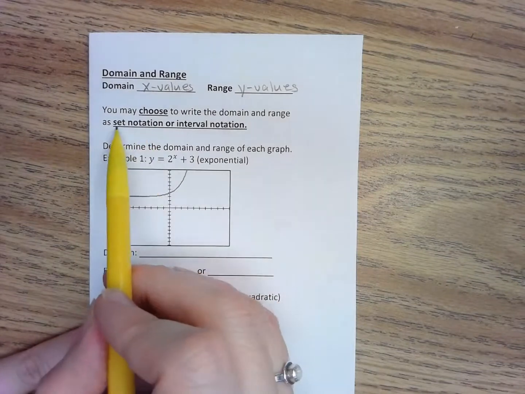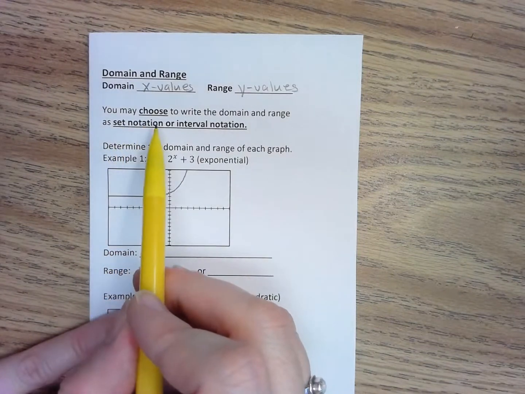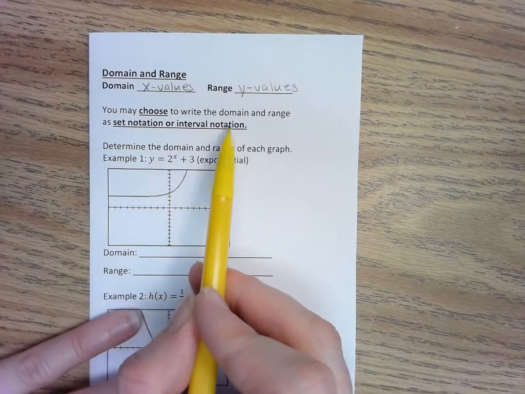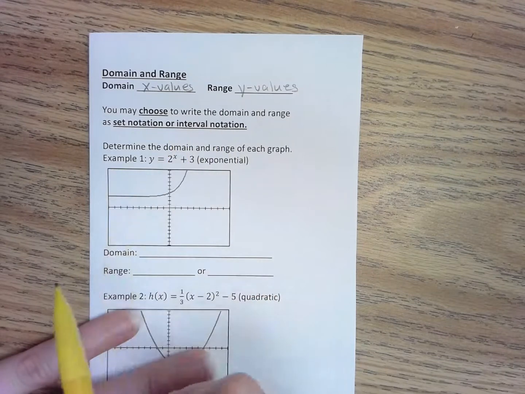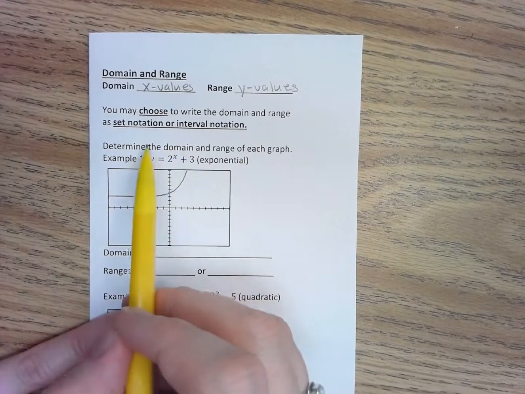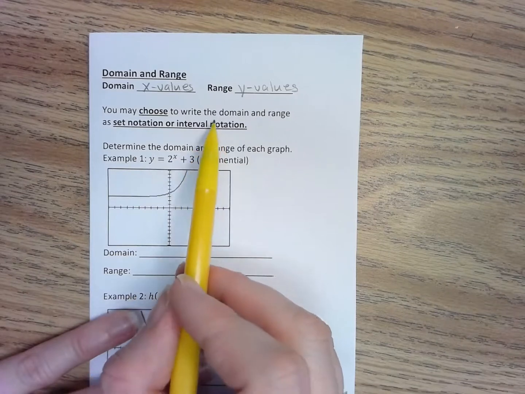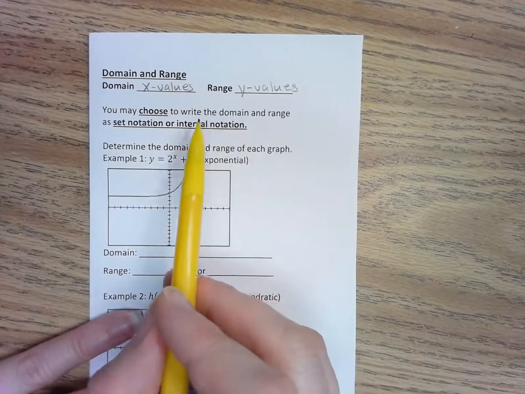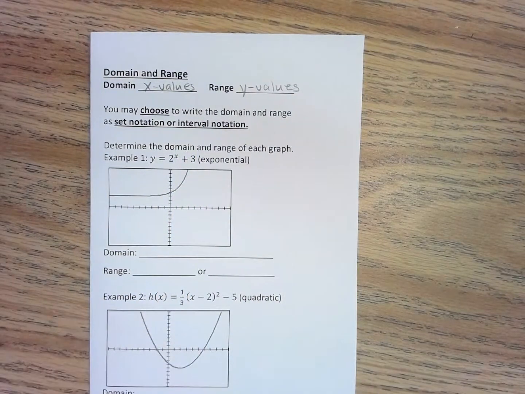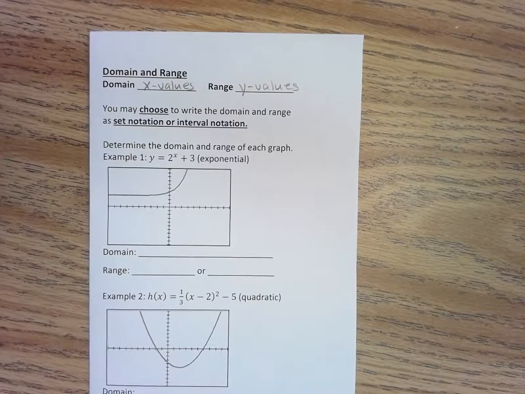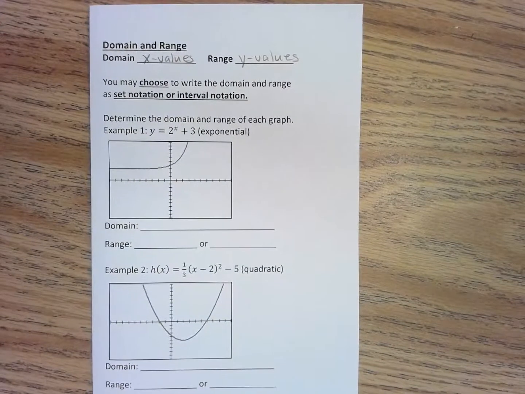You may choose to write your domain and range as set notation or interval notation. You're probably more familiar with set notation from previous classes, but as you move into higher level classes, many times they use interval notation. It's always good to know both, and especially be able to go from one to the other, but interval notation becomes more common in the higher level maths. So for number 1, we have an exponential function.